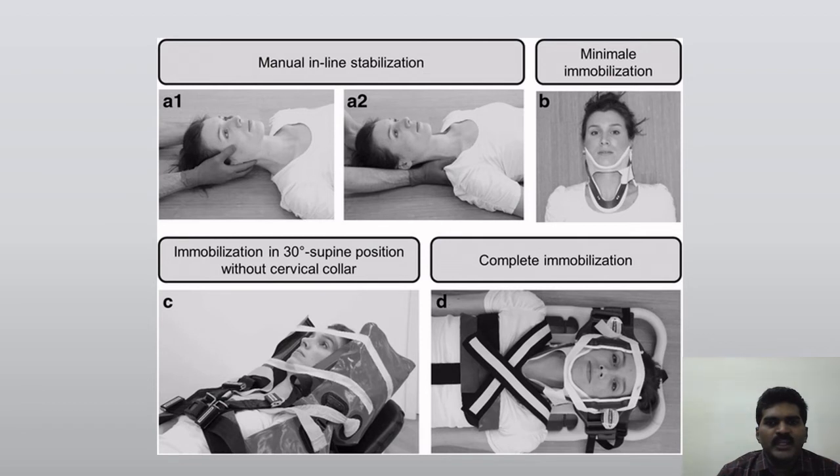So these are the pictures showing. The first picture shows how to manually stabilize the cervical spine. You approach the patient from behind, tilt the head into a neutral position, then stabilize the cervical spine with your palms, with your hands over both the shoulders of the patient, and keeping the head close. This is manual inline stabilization.